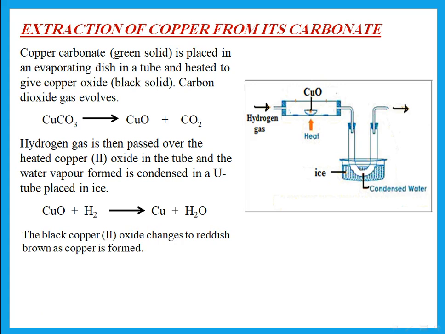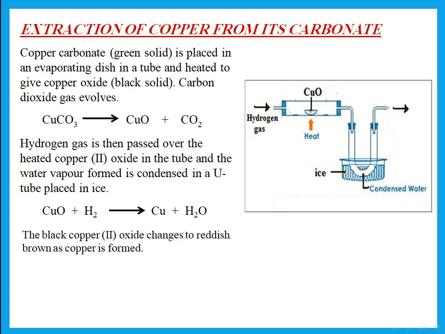Place it in an evaporating dish in these open-ended tubes, and we heat it. When the copper carbonate is heated, it forms copper oxide, which is a black solid, and the carbon dioxide formed will simply evolve. So now we have in the evaporating dish, the copper carbonate has changed to copper oxide, which is a black solid. Then hydrogen gas is passed over the heated copper oxide. When hydrogen reacts with copper oxide, it changes the copper oxide into copper, and the hydrogen changes to water.